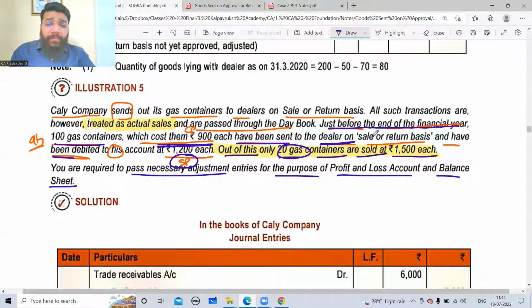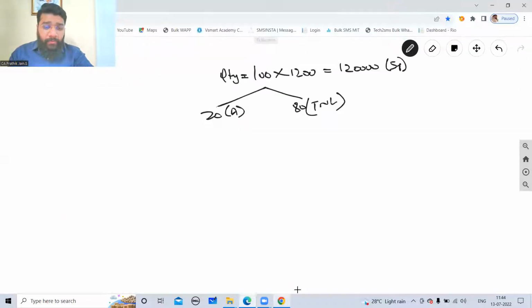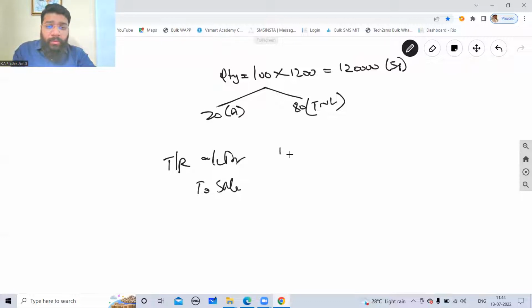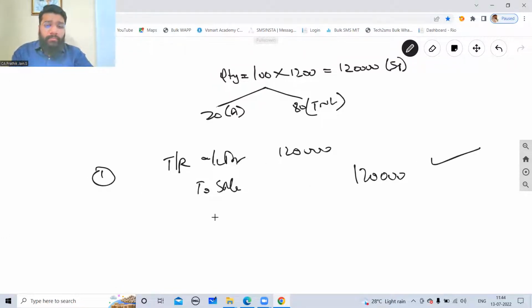Now they're telling that the account is already debited, which means the sale entry is already recorded. So the sale entry is recorded for what value? Trade receivable account debit to sale 1,20,000. This entry is already recorded. Listen to me, don't do anything. I'll not focus on this.